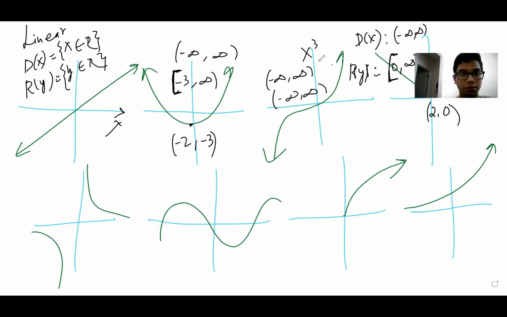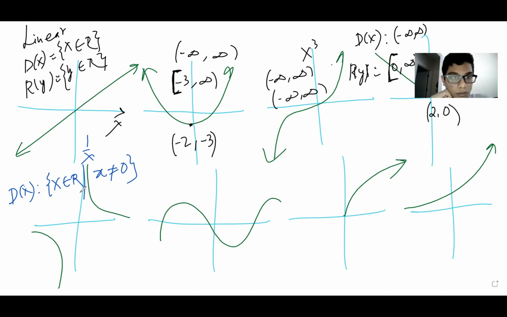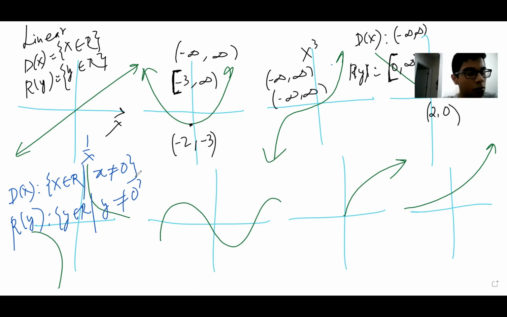Now let's talk about these functions. We have a reciprocal function, let us say 1 over x. Can you tell me what is the domain of this function? The domain of that function is just negative infinity to infinity, except when x is equal to 0. So x belongs to real numbers, but x is not equal to 0. That's a good way of writing this domain. Similarly, we could write the range of this function as y belongs to real numbers, where y is not equal to 0. Is that clear to you?